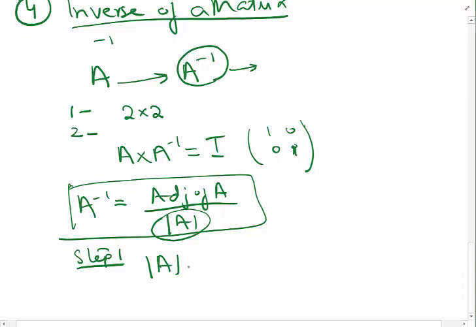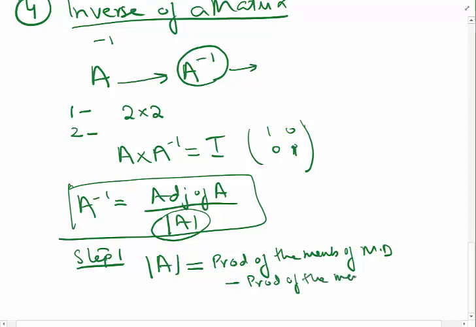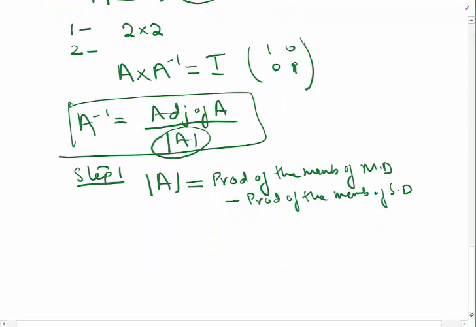Alright, so the formula for finding the determinant of a matrix is the product of the members of the main diagonal minus the product of the members of the secondary diagonal. So let's take one example.